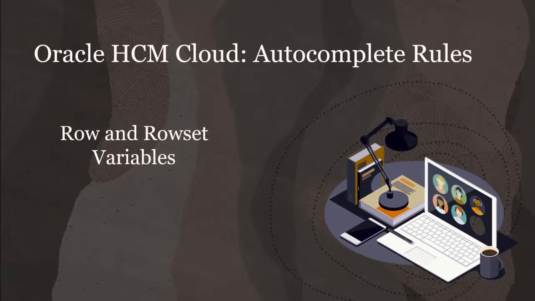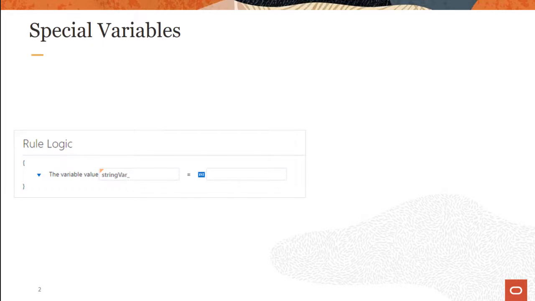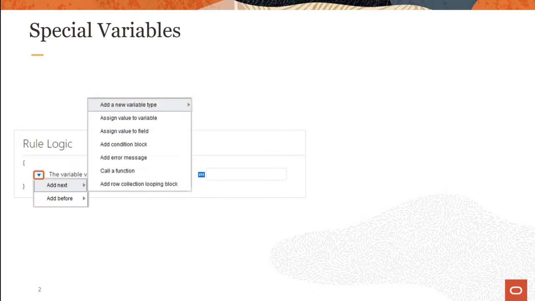In this video, I'll explain row and row set variables used in autocomplete rules. To create a rule, you typically would start with the business object that contains the field you want to default or validate. However, in order to sample values of fields in other related lookup, parent, or child type objects, you need to declare a row or row set variable to gain access.